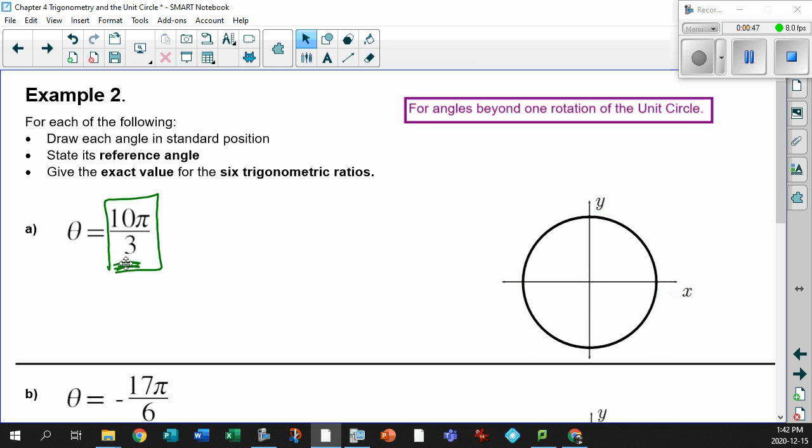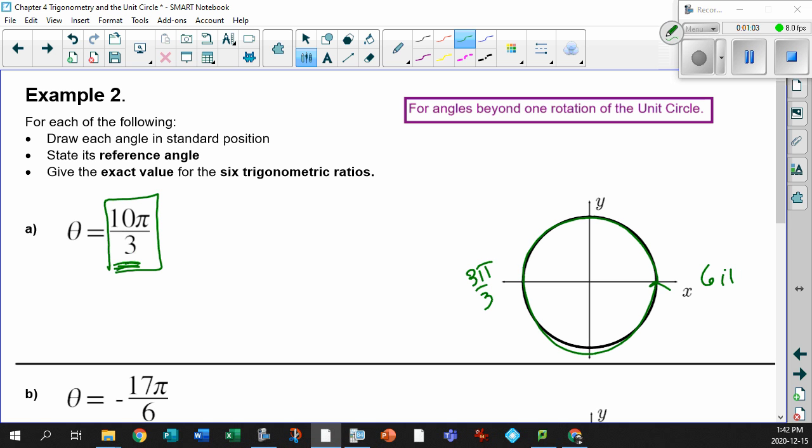This guy says 10 pi over 3. Hold on a second. That means if you think about it in terms of 3, there's 3 pi over 3, right? That would be 3 pi over 3. That would be 6 pi over 3. I've gone over. 10 pi over 3 has gone over, but by how much? Well, let's keep on going.